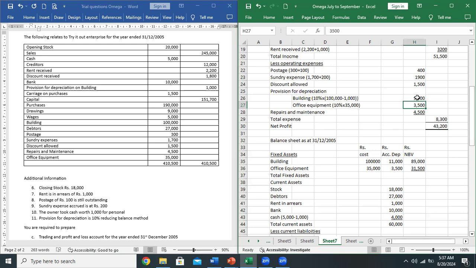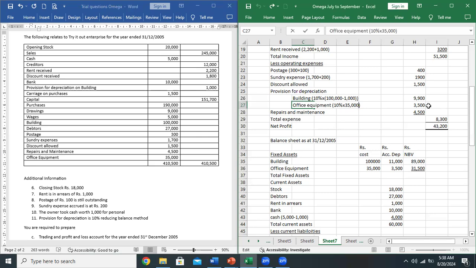Let's do office equipment. For office equipment, you do 10% on the net book value, where net book value is the cost minus any previous depreciation. Fortunately, for office equipment, there is no previous depreciation. So even if you less anything, it will be zero. You don't even need to less it at all, because there is nothing. So it will be 10% times the 35,000.